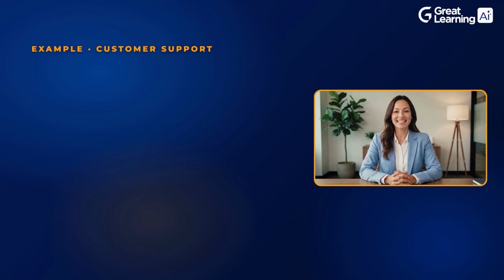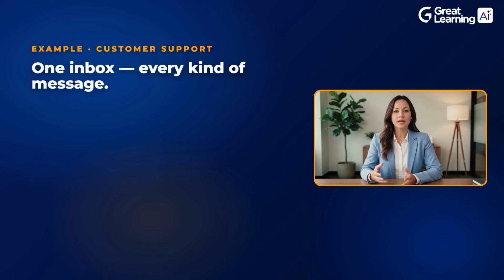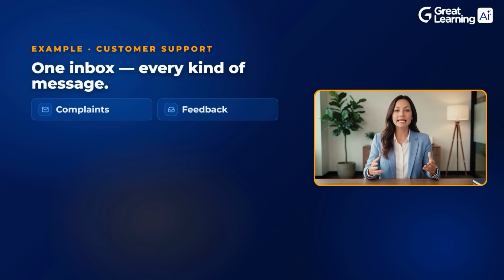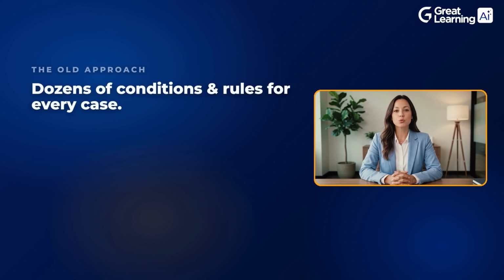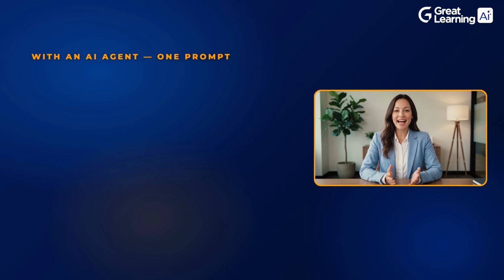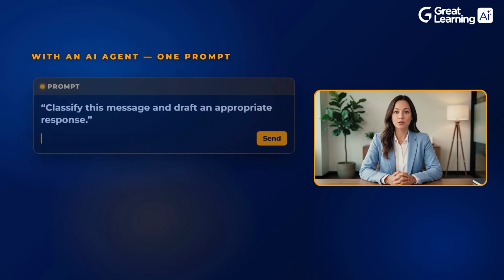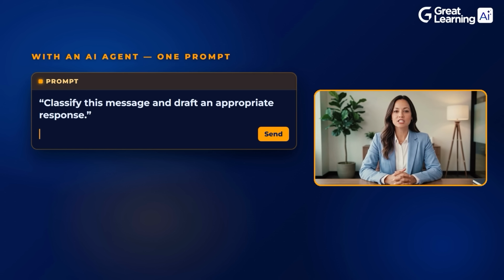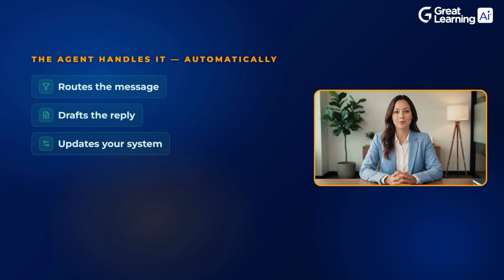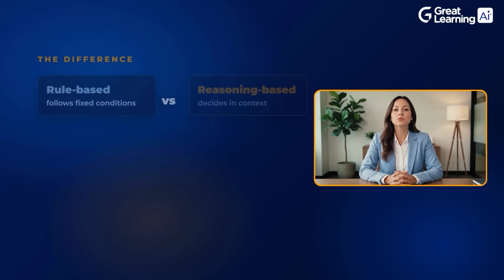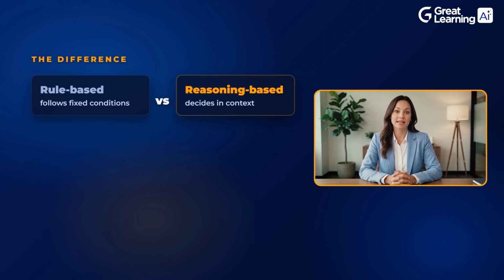What are AI agents in n8n? For example, think about a team running customer support. They get all kinds of emails: complaints, feedback, password resets, feature requests. A traditional workflow needs dozens of conditions and rules to handle each case. But with an AI agent, all you do is pass the email through a prompt like, classify this message and draft an appropriate response. Now the AI handles the routing, drafts, and reply, and even updates your system automatically. That's the difference between rule-based automation and reasoning-based automation.